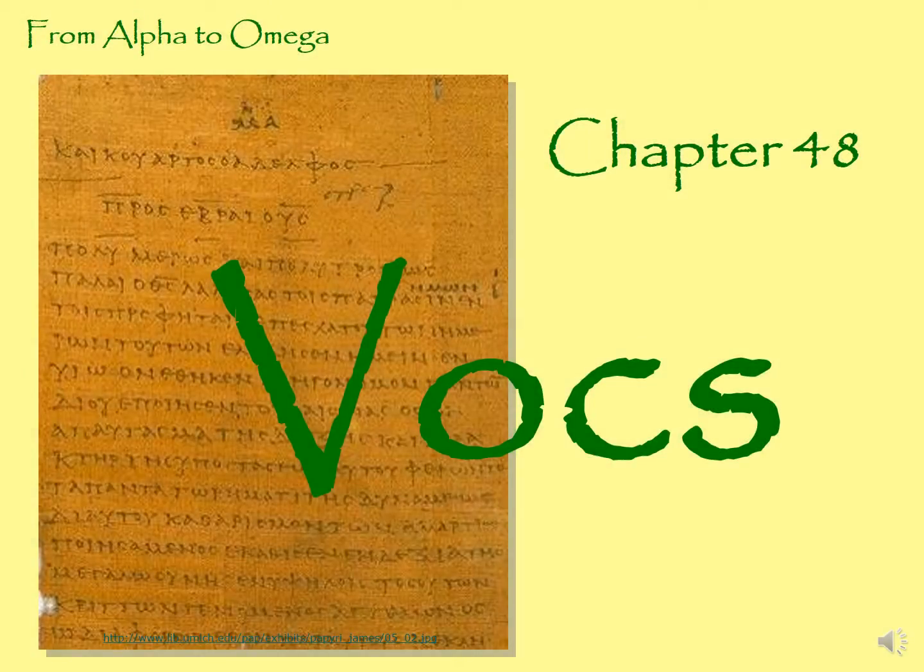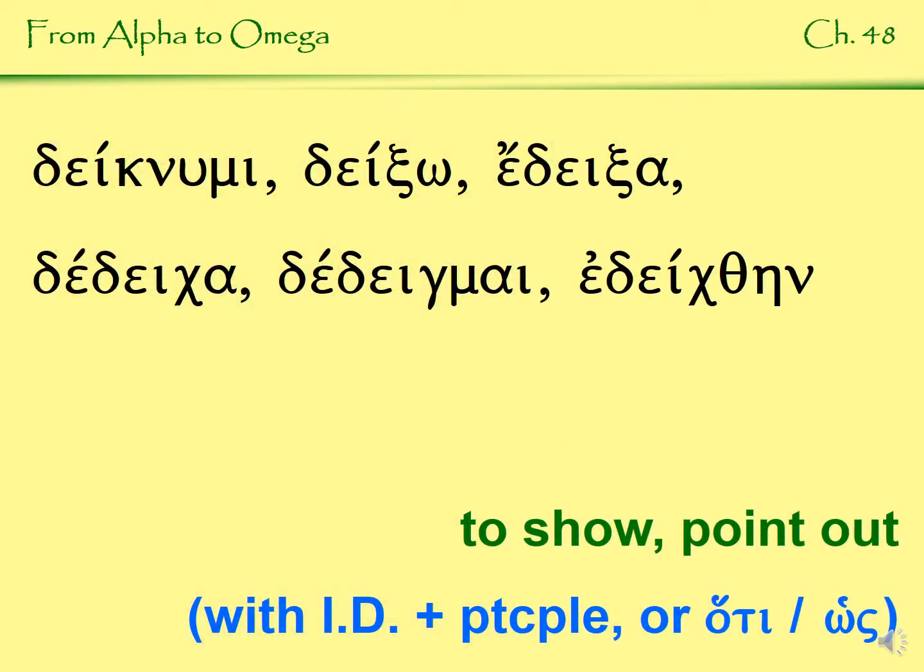Here are the vocabulary words for chapter 48 of Alpha to Omega. Deichnumi, deixo, edeixa, dedeicha, dedeigmai, edeichthen, to show or point out.